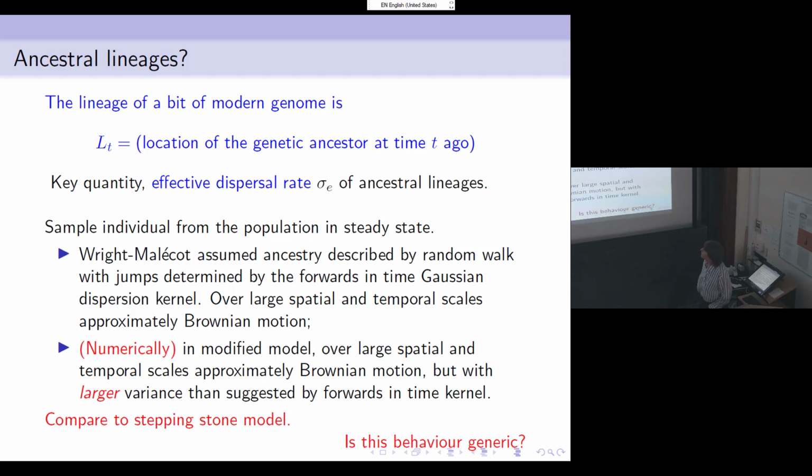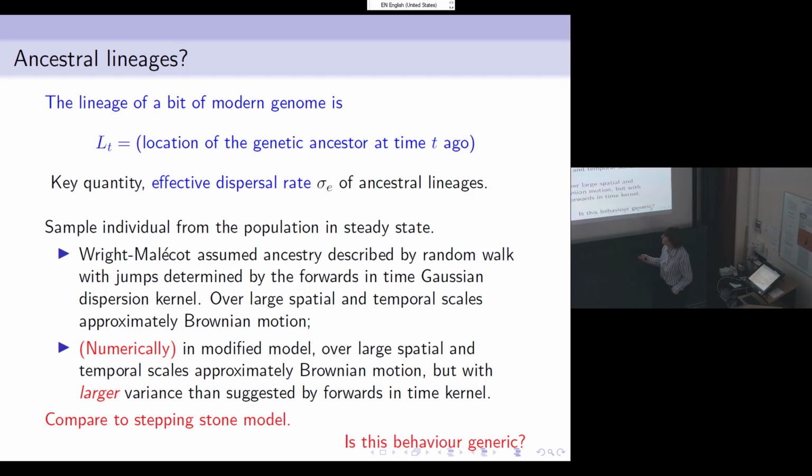So we sample an individual from the population in steady state. Wright-Malécot said, well, steady state, that's just my nice Poisson distribution, and forwards in time, everything evolves the same way as backwards in time. So over large spatial and temporal scales, I'll get a Brownian motion, which has the same dispersal characteristics as the forwards in time model. So it's determined entirely by the Gaussian jumps, by the Gaussian distribution in which individuals threw down their offspring.